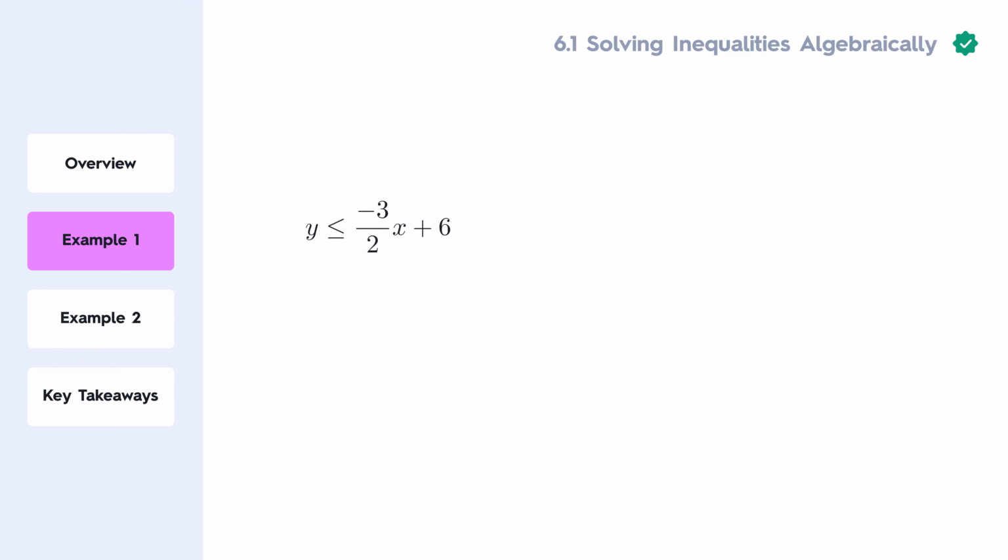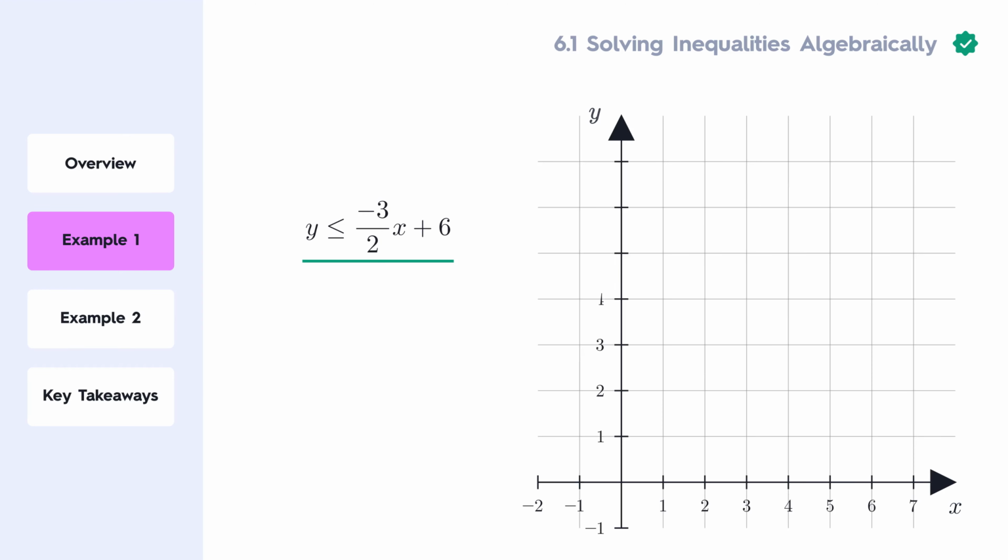Now, we'll graph the boundary line, which is given by the equation y equals minus 3/2 x plus 6. Since our inequality symbol is less than or equal to, we'll use a solid line to indicate that points on the line itself are included in the solution. We can see that the y-intercept is at 0, 6, so we'll place a point there. The slope is negative 3/2, meaning for every 2 units we move right, we go down 3 units. Starting at 0, 6, we move 2 units to the right and 3 units down, landing at 2, 3. Plot this point as well. With these 2 points, we can draw a solid line representing the boundary of our inequality.